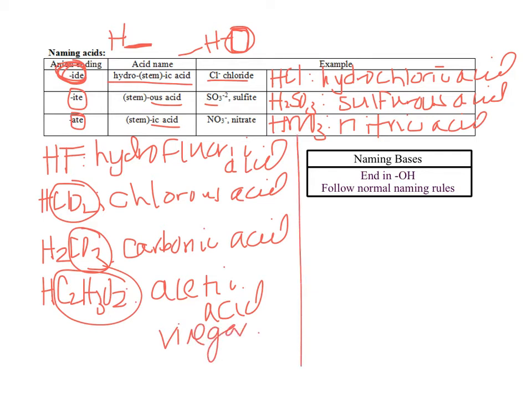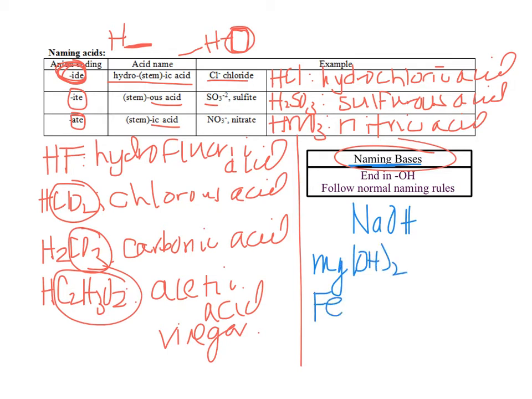Something that we didn't necessarily call a base, but in our nomenclature unit, you did learn how to name this because it fell under ionic. Later in here, you'll learn bases typically end with hydroxide, with OH. So NaOH, Mg(OH)2, Fe(OH)3. This would have just been under normal ionic compounds, and if you remember ionic, you name the metal, check to see if they need Roman numerals, and then you name the non-metal.